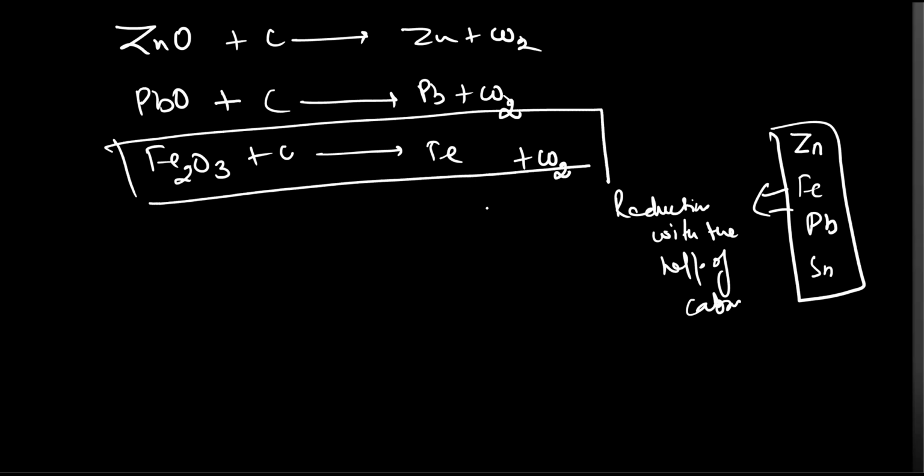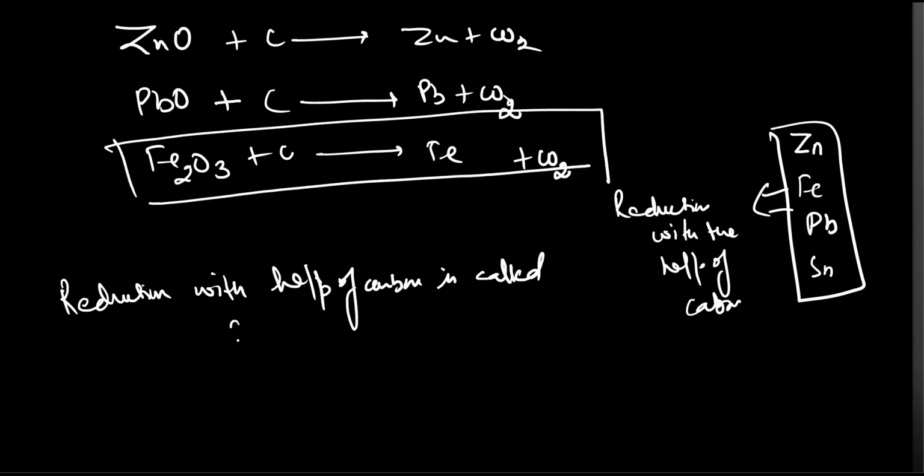Understood? Yes, sir. So this is called reduction with the help of carbon, and reduction with the help of carbon is called smelting. So mid-reactive metal oxides are reduced with the help of carbon. Why are we choosing carbon? Because carbon is economical, easy and convenient. Okay, understood? Yes, sir.